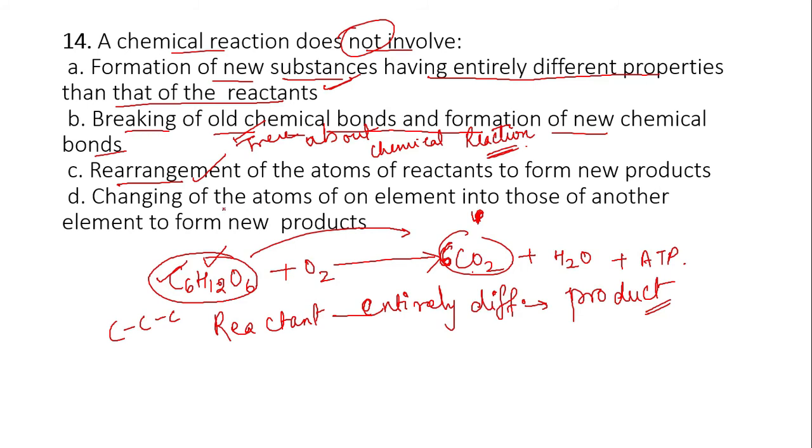Then changing of atoms of an element into those of another element. This is not going to happen. So this is not true about the chemical reaction, and that is what they have asked us, which is not involved in the chemical reaction. You have to give the statement that is not exactly true about the chemical reaction, and hence the correct option will be option D. I hope this is also clear to you.